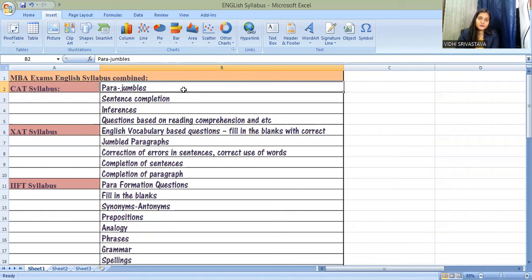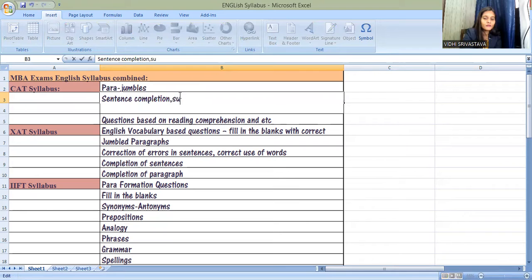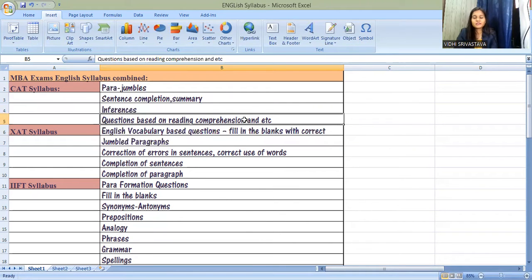Because these days, for the last 2 years, questions based on vocabulary are very few in CAT. So questions are based on sentence completion, inference, and antonym and synonym. I think one or two questions of antonym and synonym also come in CAT, but I would also like to add here sentence completion and summary. Summary questions are also coming a lot. In that they will give you a paragraph and ask you to summarize it in 1 or 2 lines. So these 4 sets of questions are quite common in CAT.